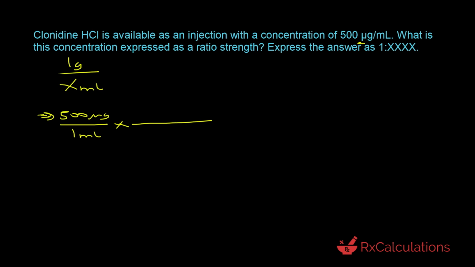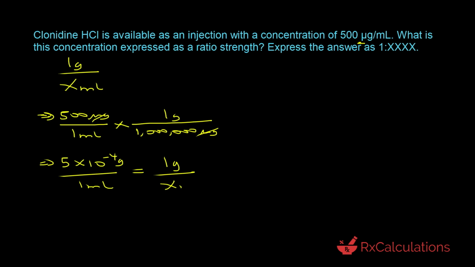So we're going to use a conversion factor that 1,000,000 micrograms is actually 1 gram. So the micrograms will cancel out. And what you end up having essentially is 5 times 10 to the negative 4 grams divided by 1 milliliter. And we can set this equal to 1 gram over x milliliter. So when you solve for the x in the denominator, that's going to be the value on the right hand side of the colon. So let's go ahead and do that.